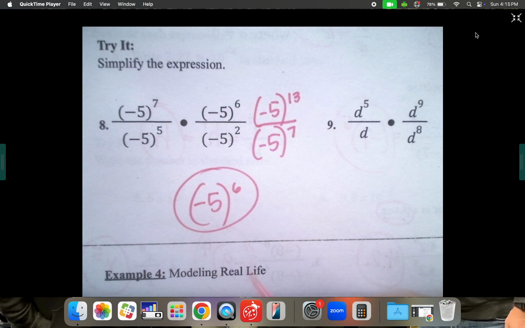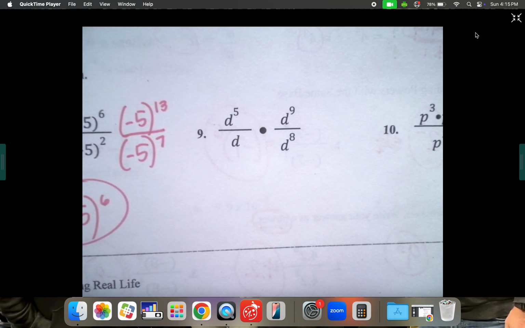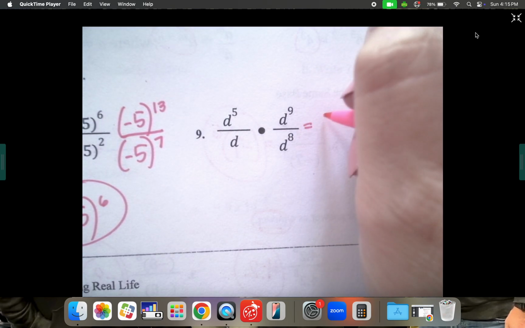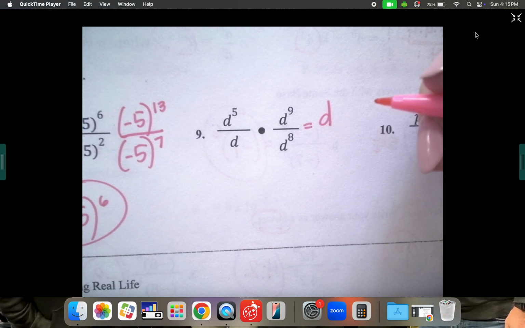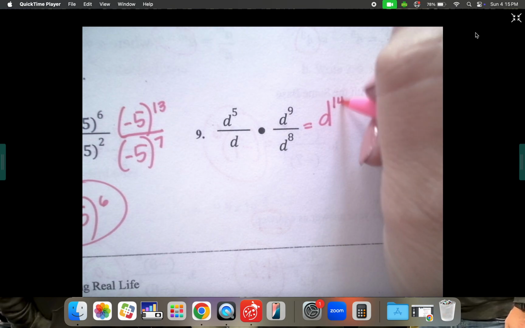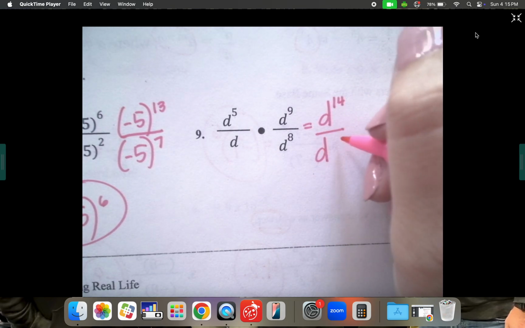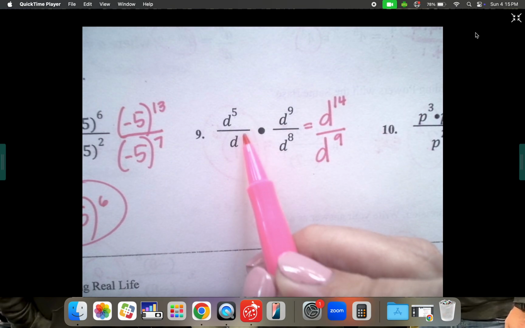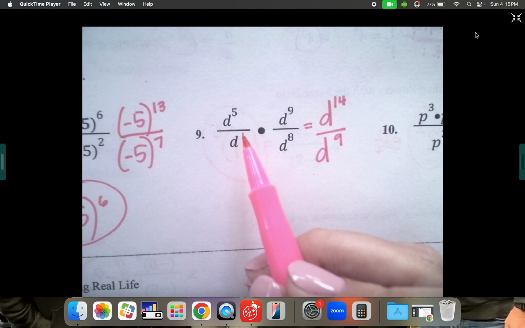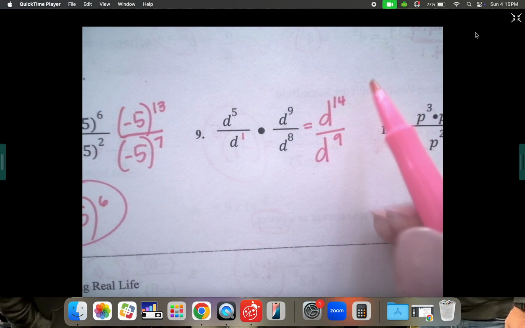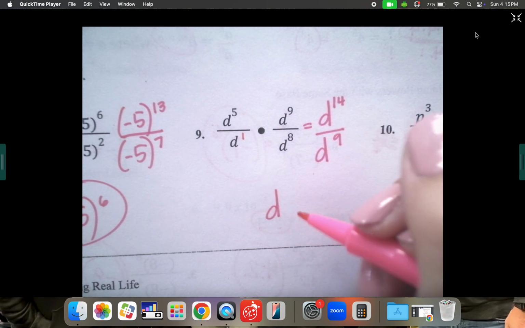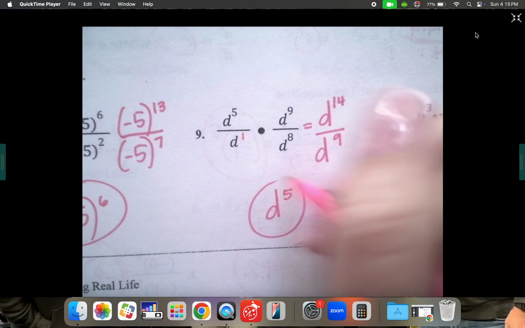I hope you remembered your parentheses. Number 9, you should have gotten d to the 14th over d to the 9th. Be careful. Remember that d has a 1. It's invisible. So 1 plus 8 should be 9. And then when you subtract, your final answer is d to the 5th.